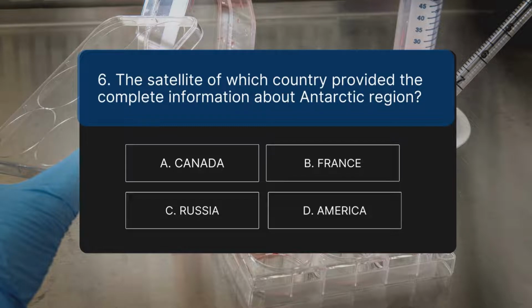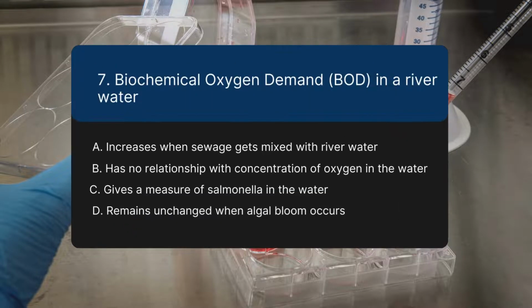Next question. The satellite of which country provided the complete information about the Antarctic region? Options A Canada, B France, C Russia, and D America. And the correct answer is option C, Russia. Antarctica is one of the continents and NASA uses satellites to study it. So the scientists want to know what changes in Earth's climate are doing to Antarctica's ice sheets.